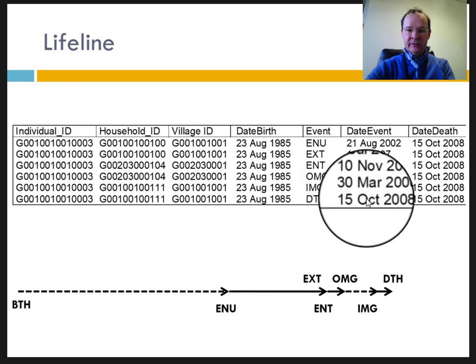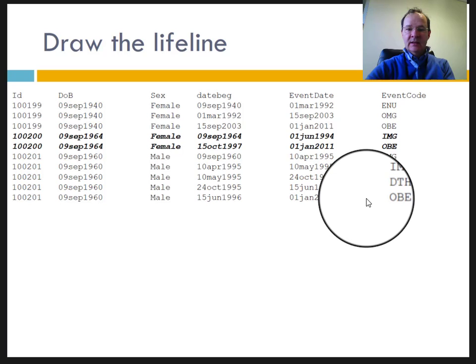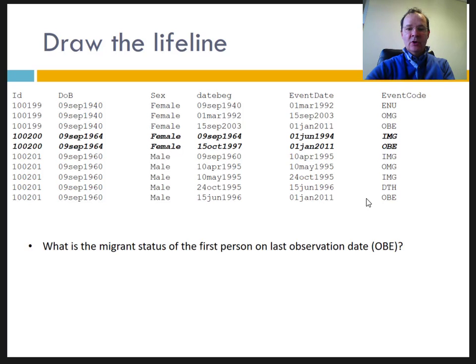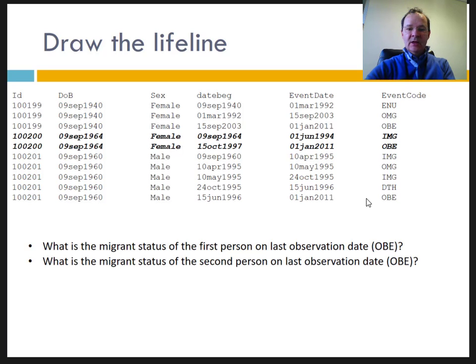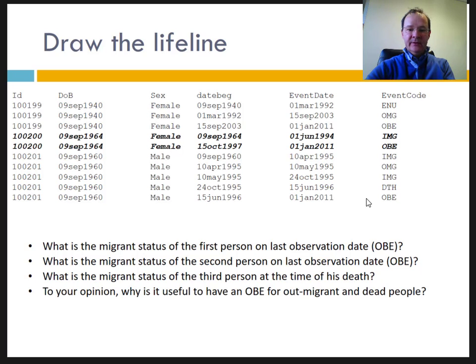You can train yourself in drawing the lifeline of the three individuals in this table and answer the following questions. What is the migrant status of the first person at last observation? What is the migrant status of the second person on last observation date? What is the migrant status of the third person at the time of his death? And in your opinion, why is it useful to have an OBE for out-migrant and dead people?